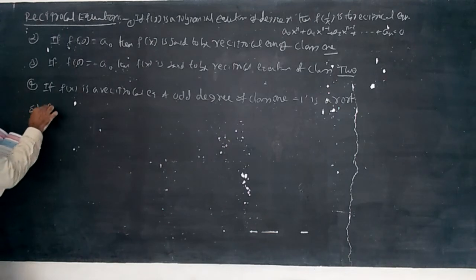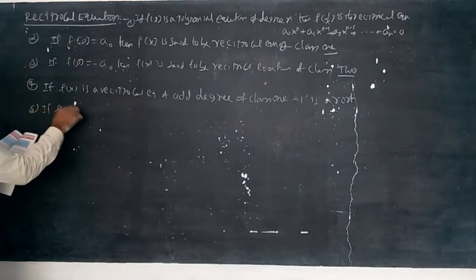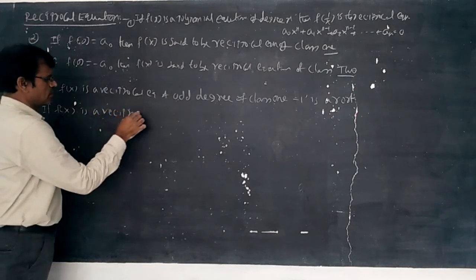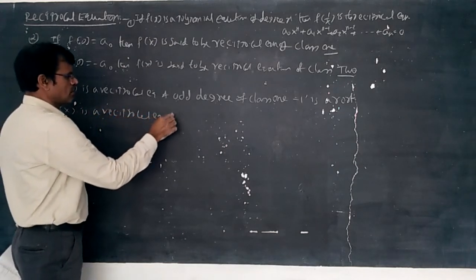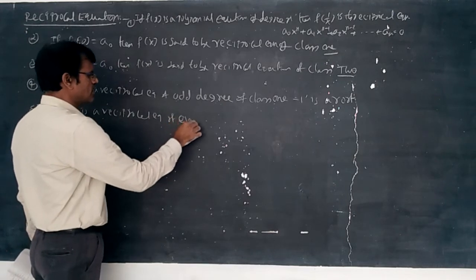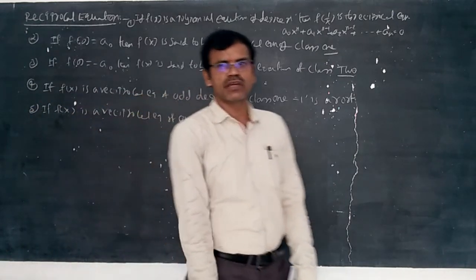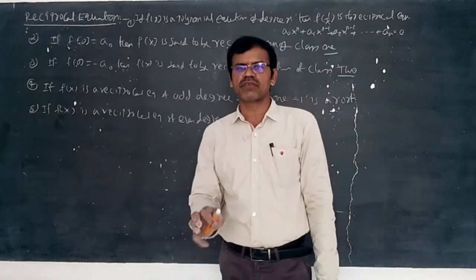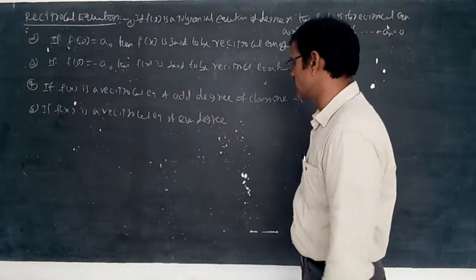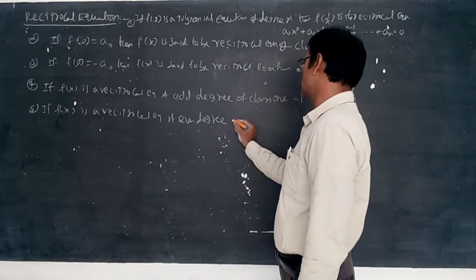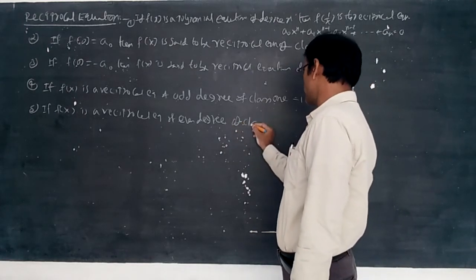Next, if f of x is a reciprocal equation of even degree. Students, odd degree, even degree means x power 5 is odd degree, x power 6 is even degree, like that. A reciprocal equation of even degree of class 1.